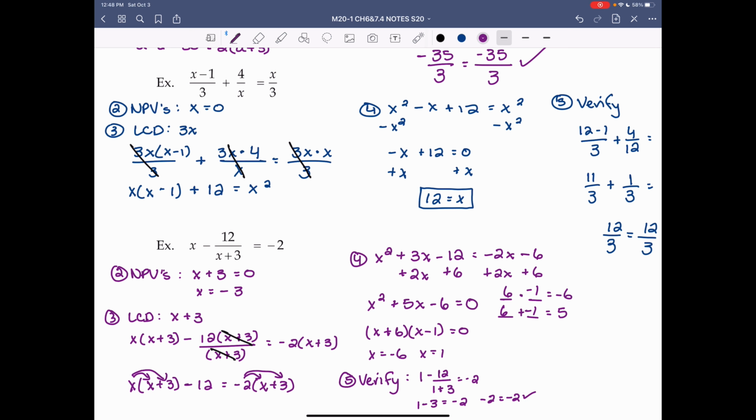And then I want to do the other solution, -6. -6 minus 12 over -6 plus 3 equals -2. -6 minus 12 over -6 plus 3 is -3. -12 divided by -3 is plus 4, so -6 plus 4 equals -2. -6 plus 4 is -2 equals -2. We have verified both solutions, so x equals -6 and x equals 1 are both solutions to this equation.